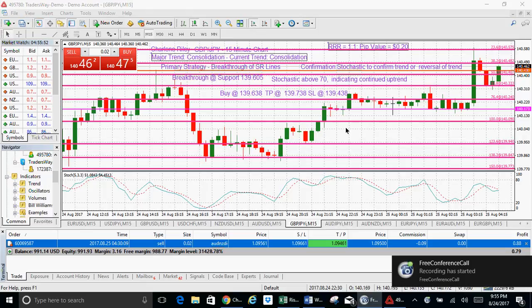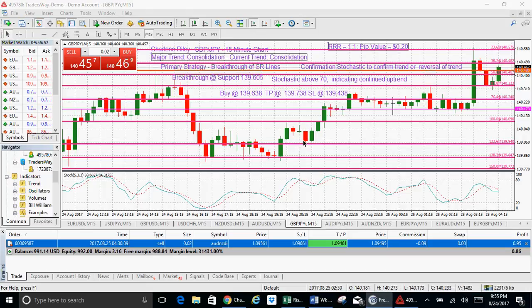So for the British pound JPY, we have the break above the 140.430, and the stochastic is above 50. So because of that, I am going to enter into a buy.